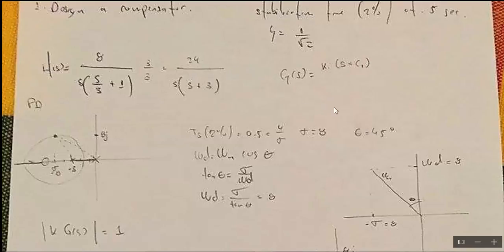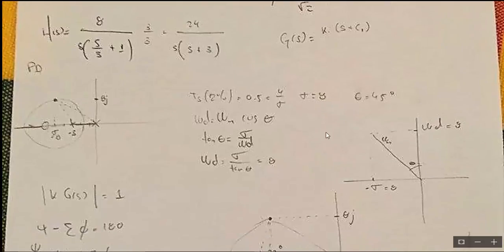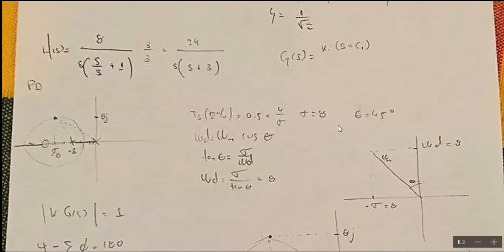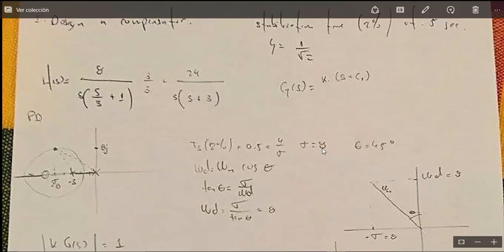With the constants that we already know, we are going to calculate the sigma. As we know that the stabilization time is 0.5 seconds, the sigma will be 8. With the 8, after we calculate the sigma, we pass to calculate the theta.